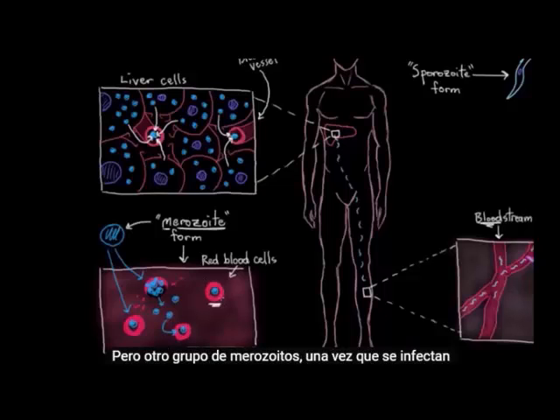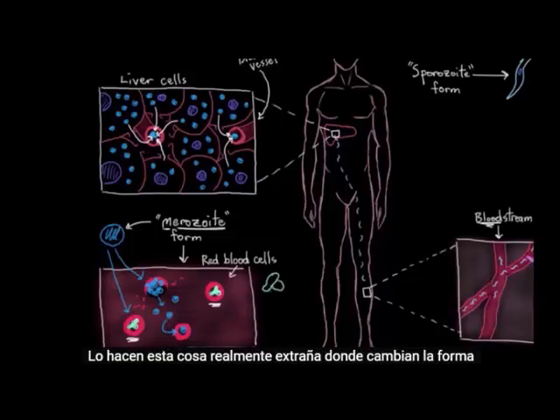But another group of merozoites, once they infect a red blood cell, they kind of shapeshift. They do this really weird thing where they change form.